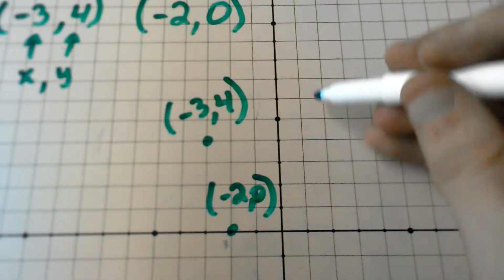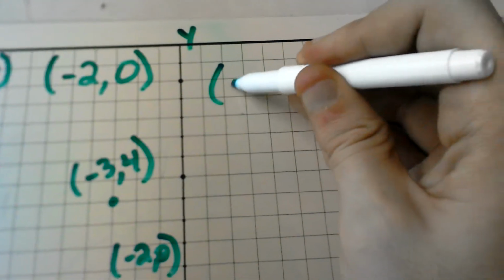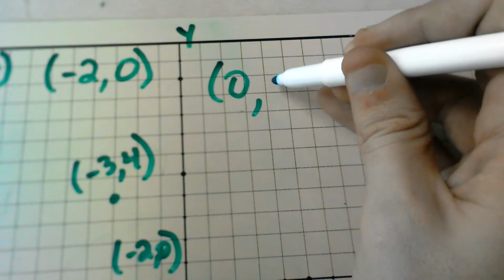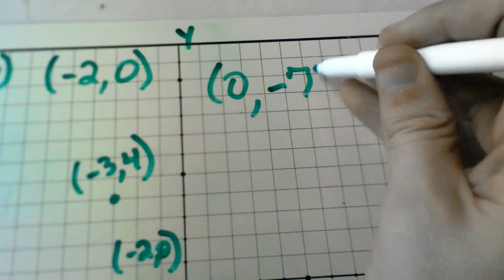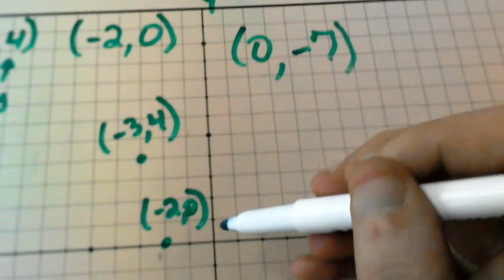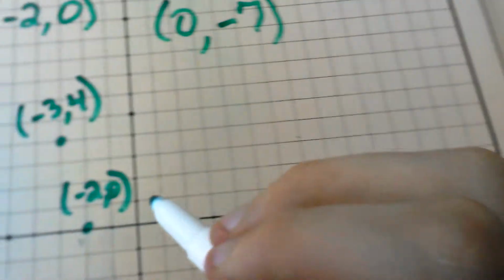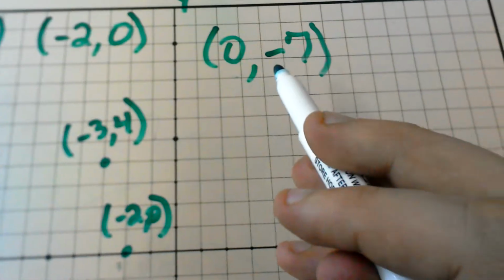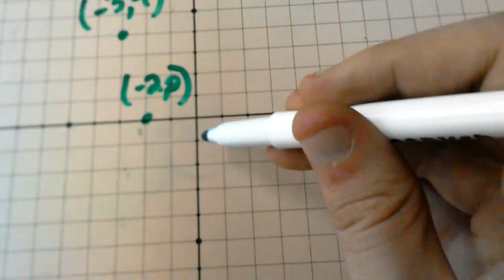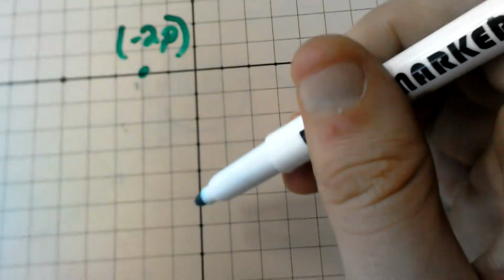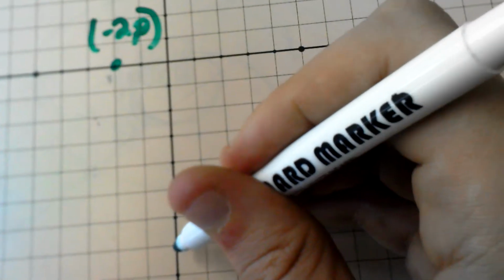And same thing if I had now a different point that was 0, -7. Okay? 0 tells me it's in my x, which means I don't move left or right at all. All I'm going to do is actually move down 7 units. 1, 2, 3, 4, 5, 6, 7. And there's my answer.